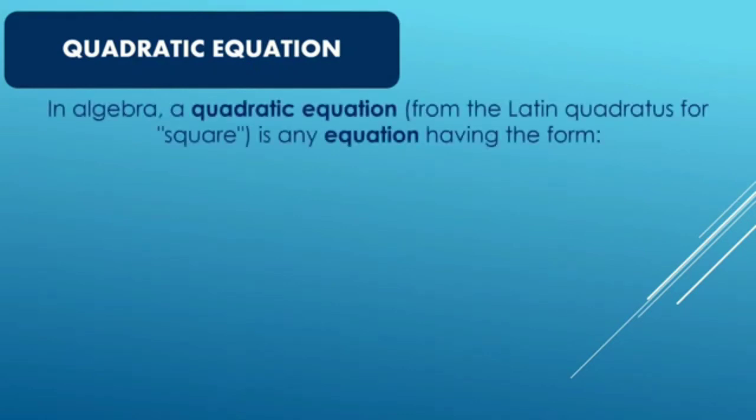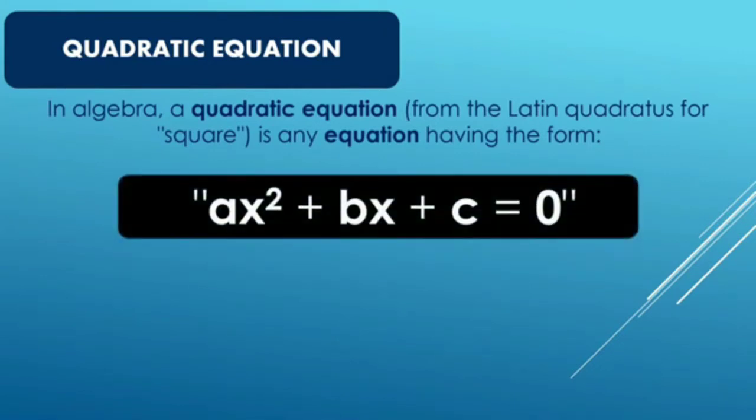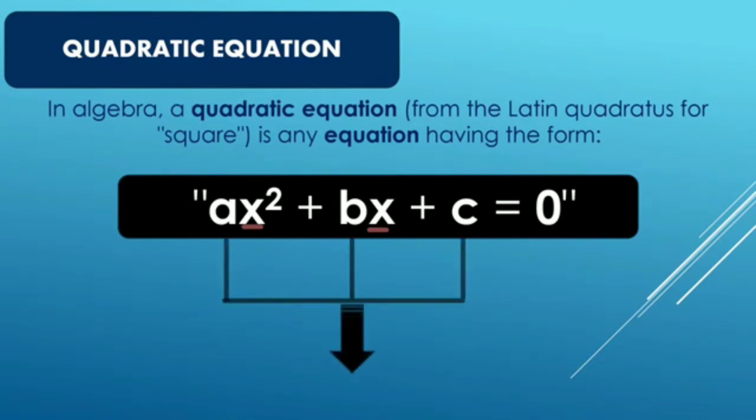In algebra, a quadratic equation, from the Latin quadratus for square, is any equation having the form ax squared plus bx plus c is equal to 0. Remember that a quadratic equation in standard form is equal to 0, where x represents an unknown, and a, b, and c are real numbers.